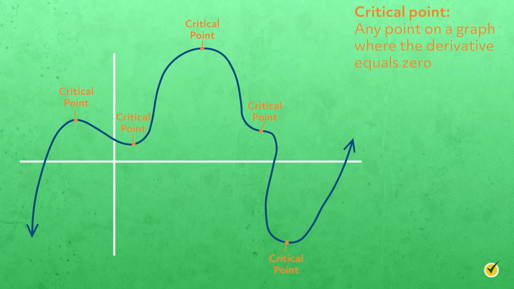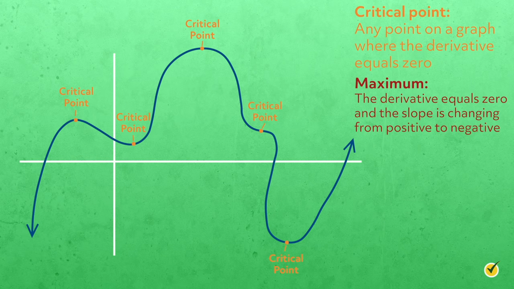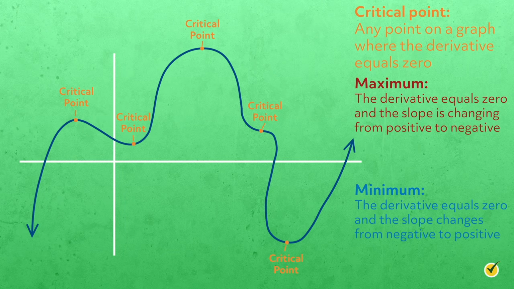The other terms we need to review are maximums and minimums. A maximum of a function occurs at a point where the derivative equals 0 and the slope is changing from positive to negative. A minimum of a function occurs at a point where the derivative equals 0 and the slope changes from negative to positive.